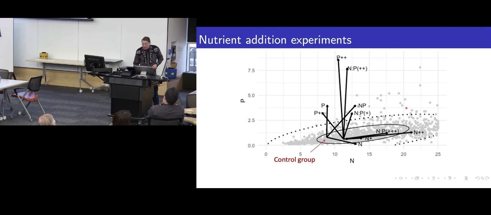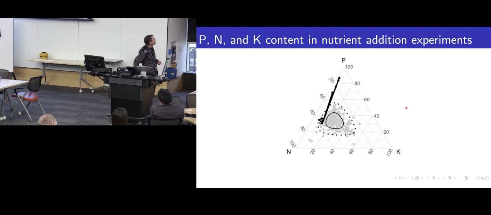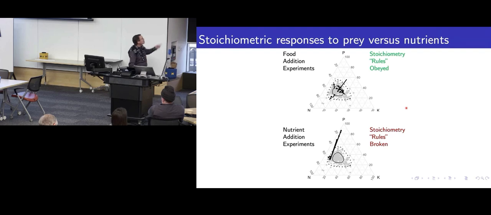Again, the control group at the base, the nutrient addition group here. And big elevations in the nitrogen, of course, but also especially in the phosphorus when it's made available in any form. And again, in the ternary plot, these are coming way out. So, as a very general result, we can say that when we add food, the rules, if you will, of stoichiometry are largely obeyed, and the shifts that we see occur within the range of other plant species. But when we add the anthropogenic nutrients, those rules are broken.